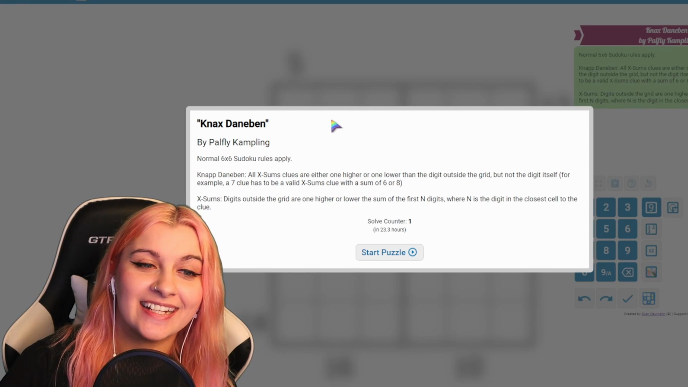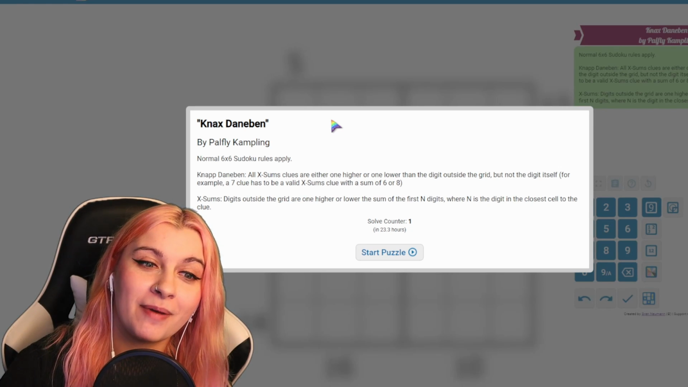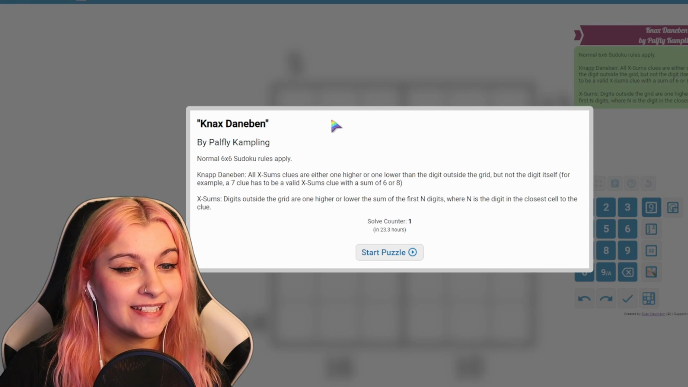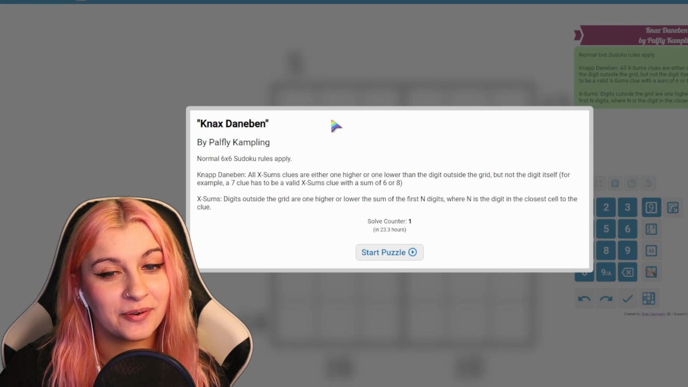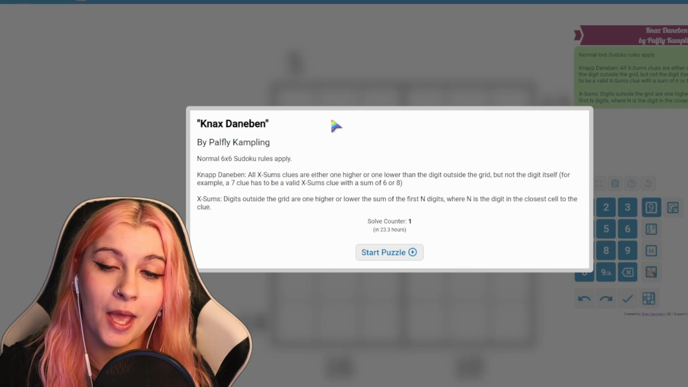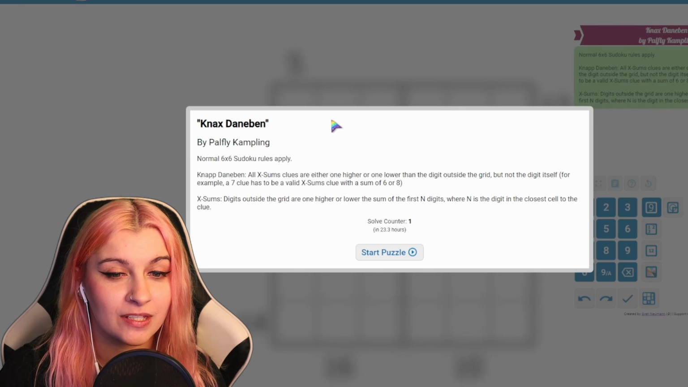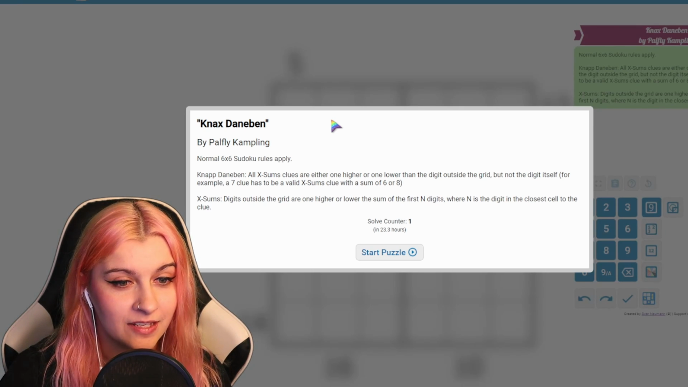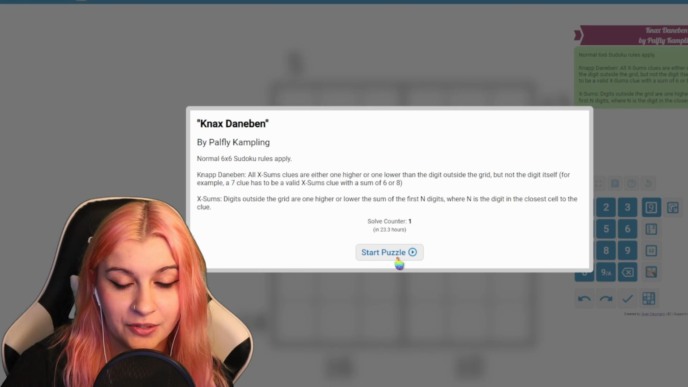Today we have Knax Daneben. This might be Knax, actually, I'm not sure. By Palfly Kampling. Normal 6x6 Sudoku rules apply. Nap Daneben, all X sums clues are either one higher or one lower than the digit outside the grid, but not the digit itself. For example, a 7 clue has to be a valid X sums clue with a sum of 6 or 8. Wow. Okay, X sums digits outside the grid are one higher or lower than the sum of the first n digits, where n is the digit in the closest cell to the clue.